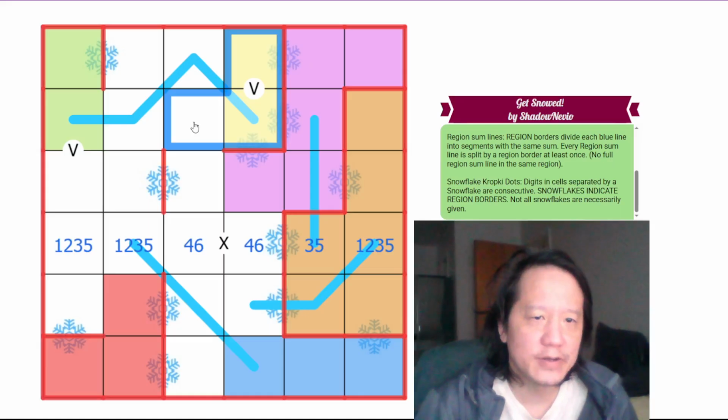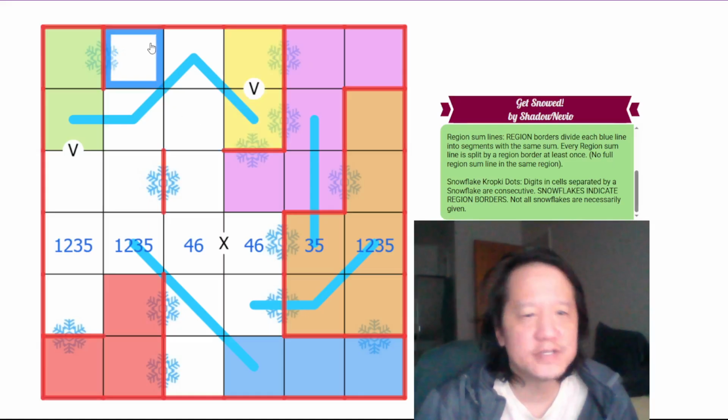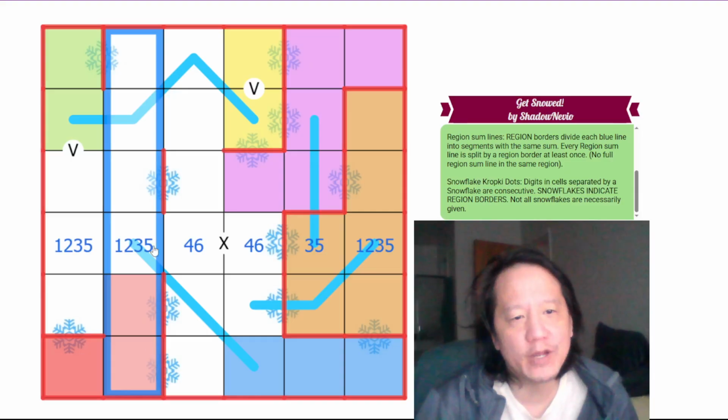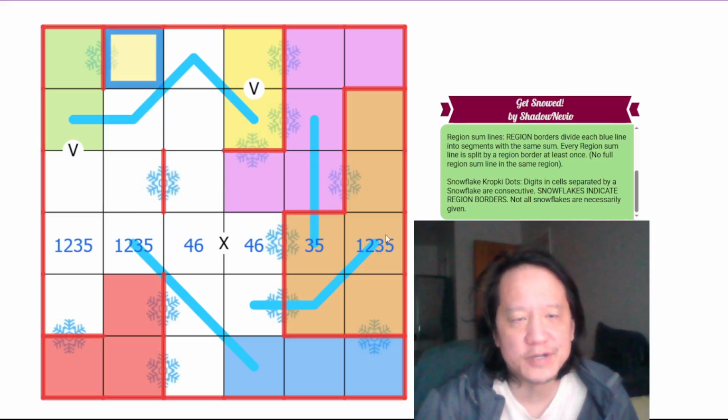Yellow has to go out somewhere. This cell cannot be green. It cannot be red. That's too many cells. 1, 2, 3, 4, 5, 6, 7. Cannot be blue. Cannot be pink. So this also has to be yellow.